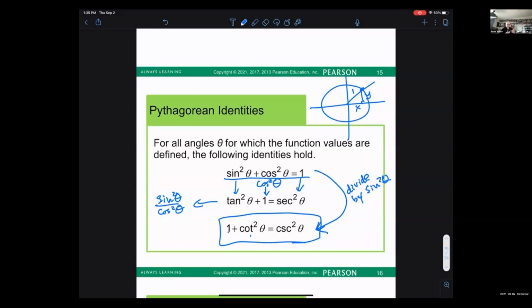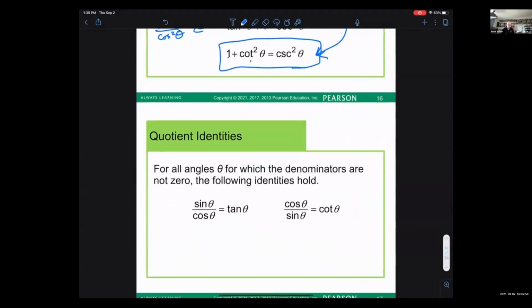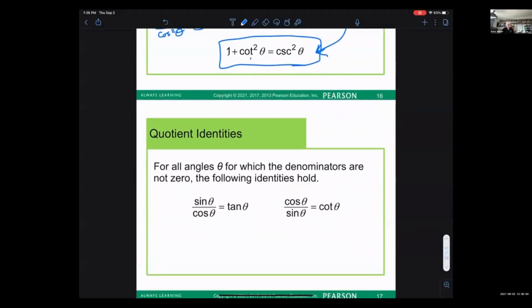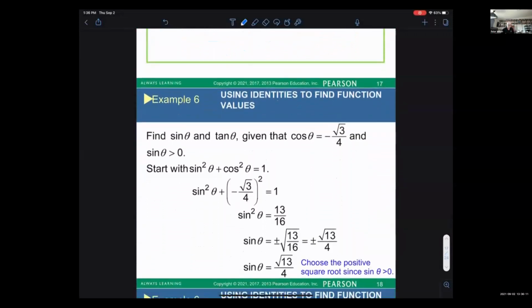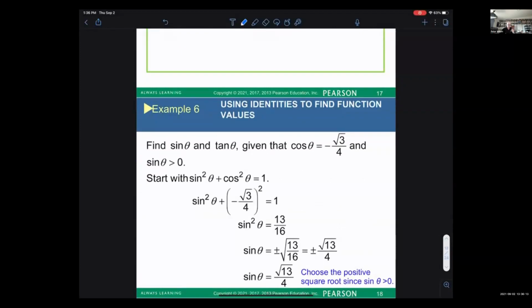All right, so what is an identity used for? What does this equation help us do? We want to see how this allows us to solve problems. Well, the quotient identities are basically the way I told you to define these functions in the first place. But let's see how they would want us to do a problem using this fact. Find sine and tan given that cosine is equal to this value and sine is greater than or equal to 0.